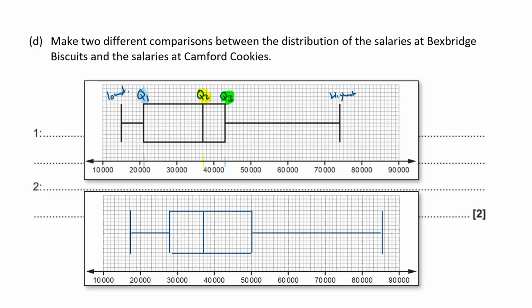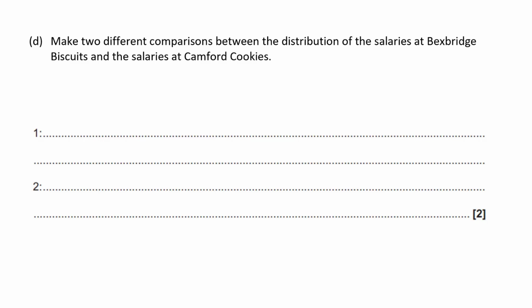The upper quartile subtract the lower quartile gives you the same answer of 22,000 for both. So whilst they are clearly different distributions, I'm going to write down what's similar about them, because I'm going to compare the interquartile range and the medians. So let's do the interquartile range first. The interquartile range is 22,000 for both distributions.